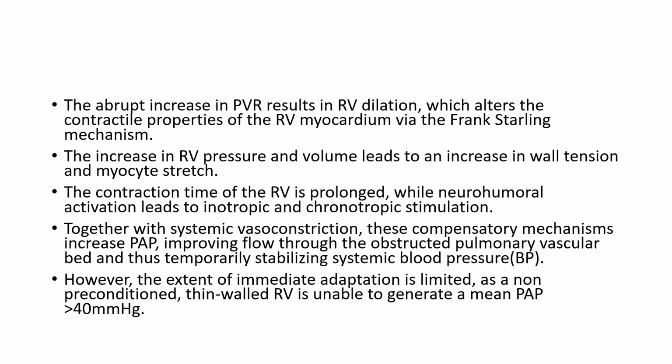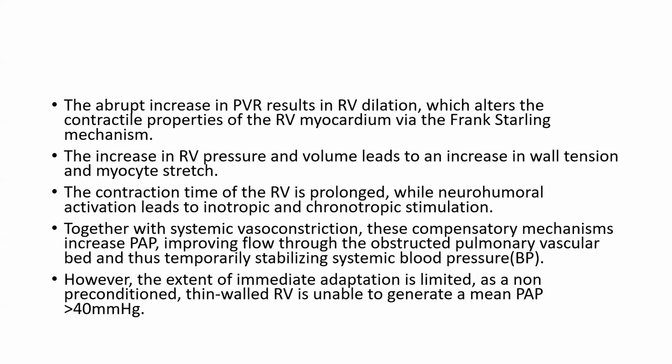So the abrupt increase in pulmonary vascular resistance will cause RV dilatation, which alters the contractile properties of the RV myocardium via the Frank-Starling mechanism. The increase in RV pressure and volume leads to the increase in wall tension and myocardial stretch. So the contraction time of the RV is prolonged, while neurohormonal activation leads to inotropic and chronotropic stimulation.